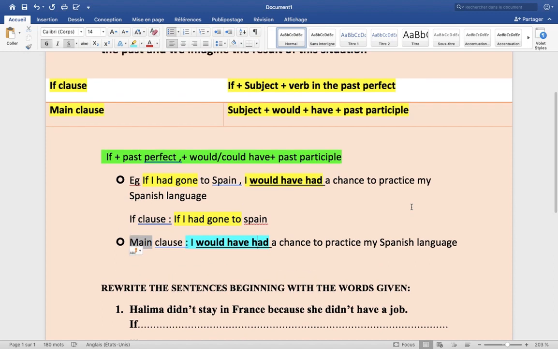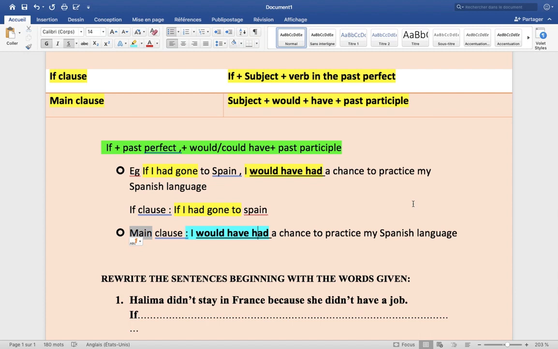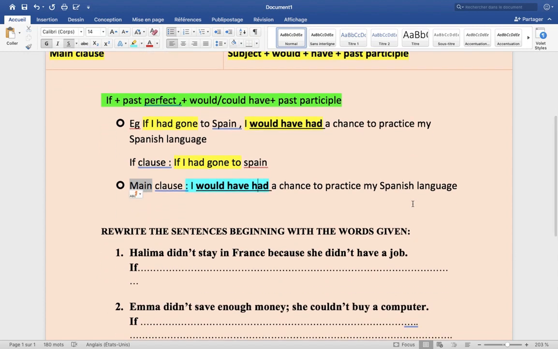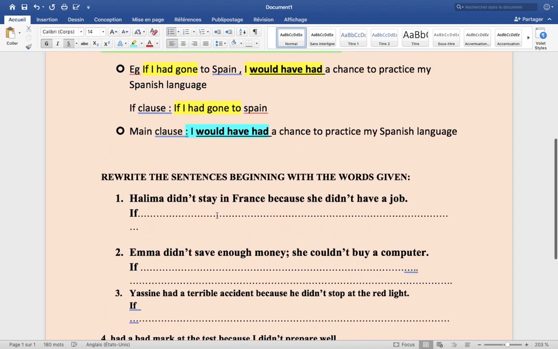I think conditional type 3 is so easy to understand. Right now we're going to do these exercises. I have five sentences, and we are going to do them together to make it easy for you. We have: Halima didn't stay in France because she didn't have a job.